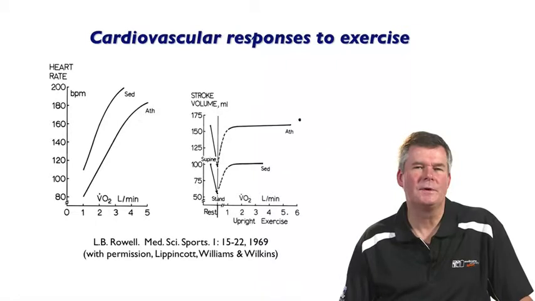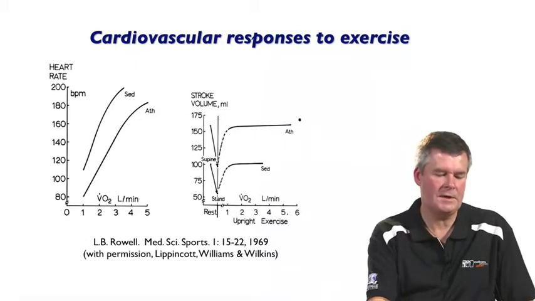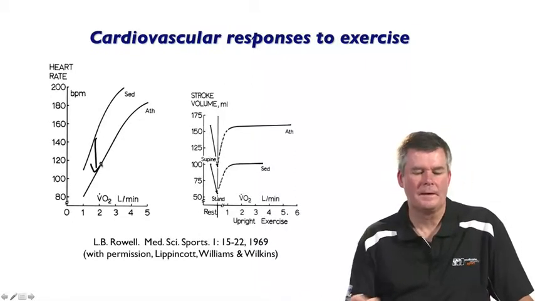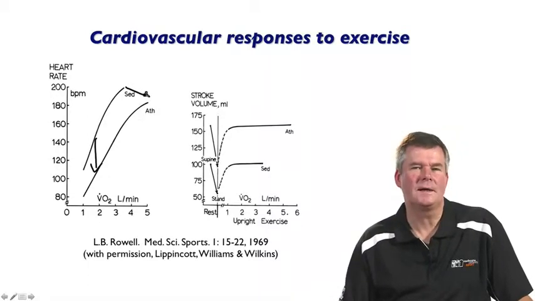Although cardiac output at any given VO2 is very similar between a sedentary person and an athletic person, their heart rate and stroke volume responses are quite different. One of the hallmark adaptations to exercise training is a reduction in heart rate at any given submaximal exercise intensity. And you can see here this reduction in heart rate in the athletic group. Maximal heart rate, if anything, might be slightly lower in an athletic group or unchanged.